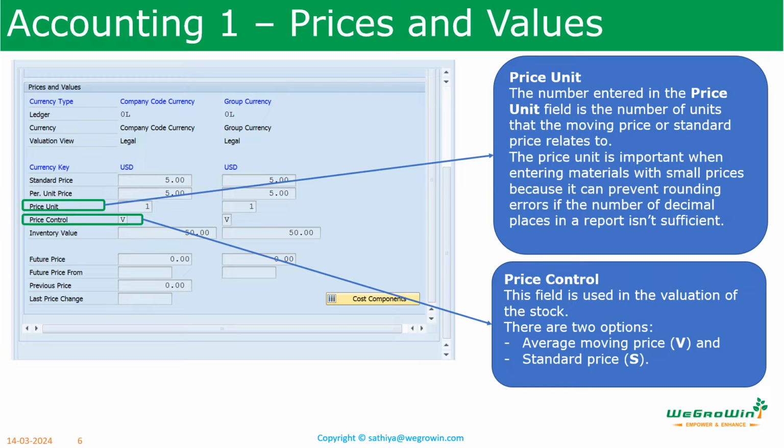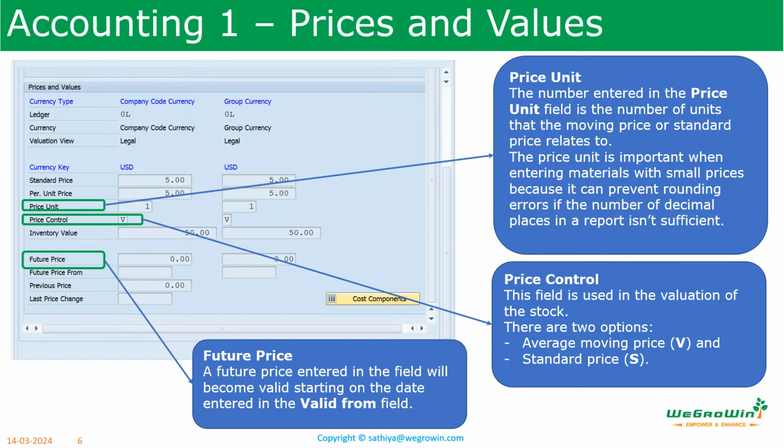There are some small items, for example, small screws or items like this, where one piece may be 5.5 paise or something like that, right? In this case, we have to maintain the price at 100 units. For example, 100 units equal to $2, 100 units equal to $3. Then only it will make sense. Maintaining for one piece will not make much sense, and the accuracy also will not be there. In those cases, we will maintain this price unit as 100 or 200, whatever is relevant.